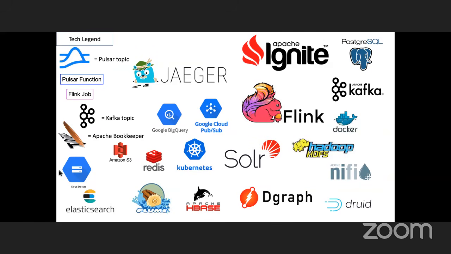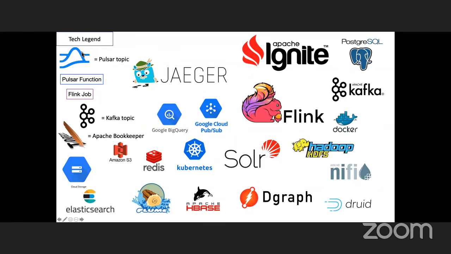I also created this legend slide because I'm referencing a lot of technologies. I'll be referring to Jaeger, which is written in Go, hence their creative logo. It's used for distributed tracing and uses the OpenTracing standard. A couple of other technologies I'll be referencing a lot are Apache Ignite and Apache Flink. Flink is a distributed stateful stream processing engine, and Apache Ignite is used for a caching layer.